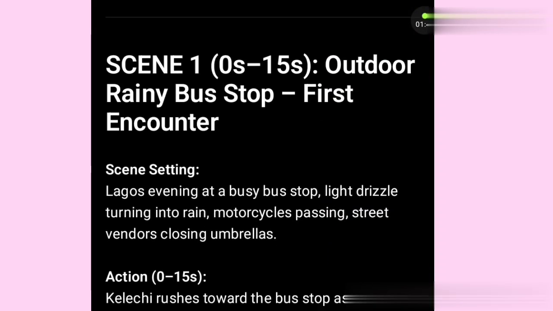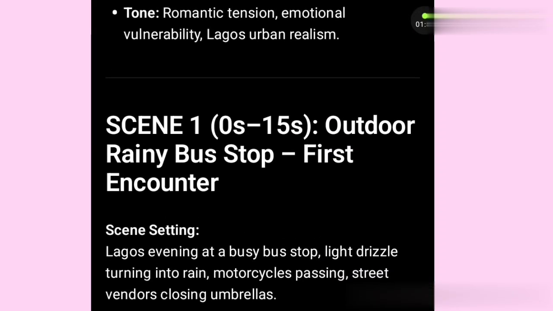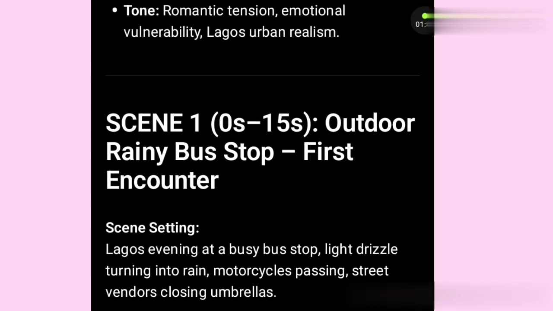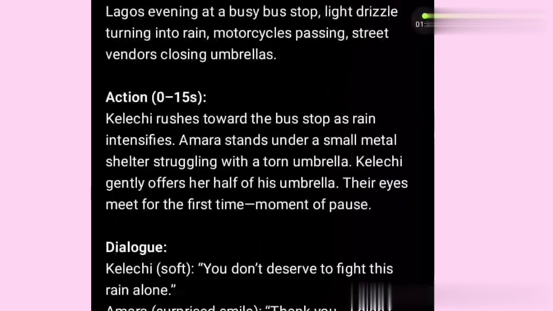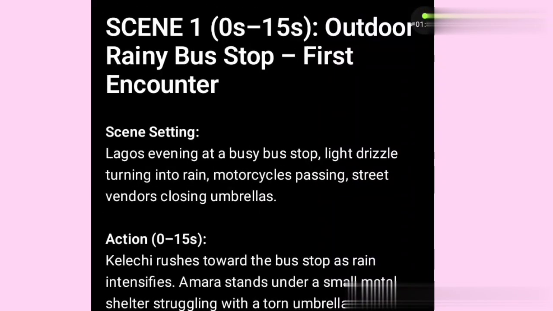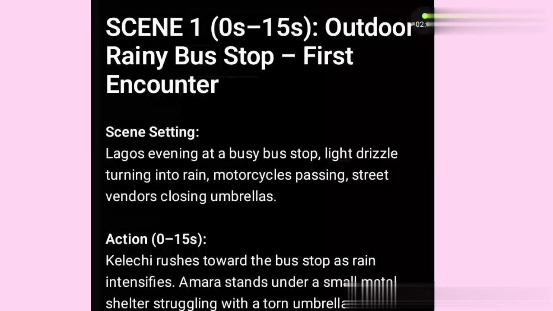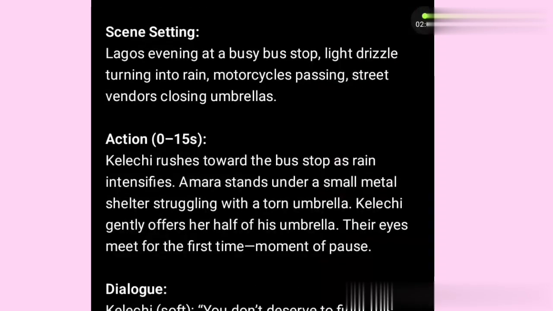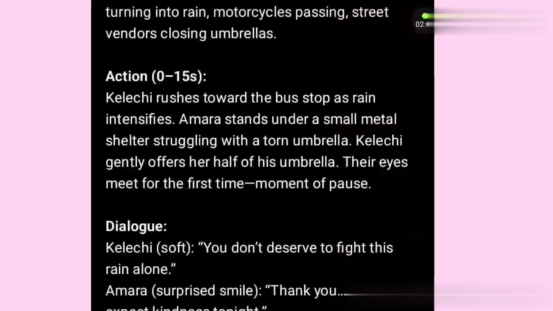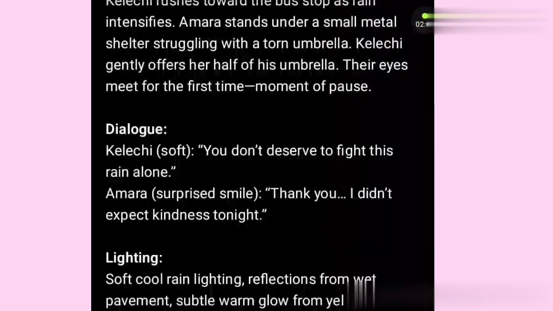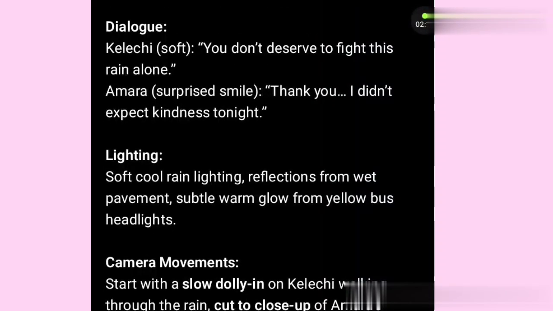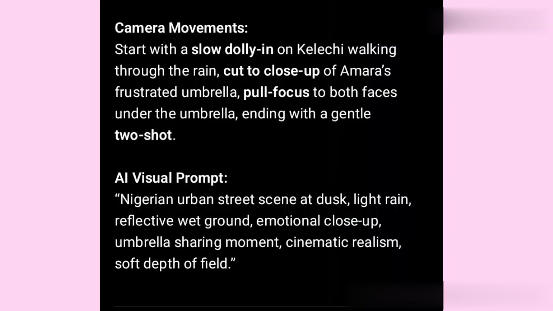They generated it into 3 scenes. The first scene is scene 1 from 0 seconds to 15 seconds. And you can see what ChatGPT gave us, just exactly what I ordered. I told ChatGPT to give me the scene setting. You can see the scene settings. You can see the action of the movie from 0 to this. You can see the dialogue, what happened inside there. You can see the lighting. You can see the camera movements. And you can as well see the AI visual prompts.